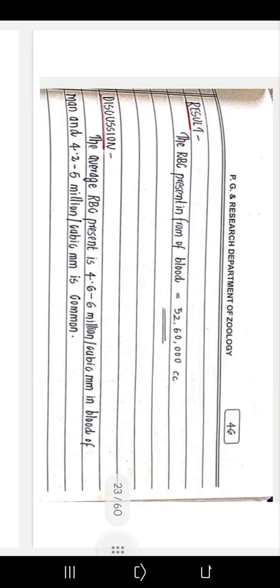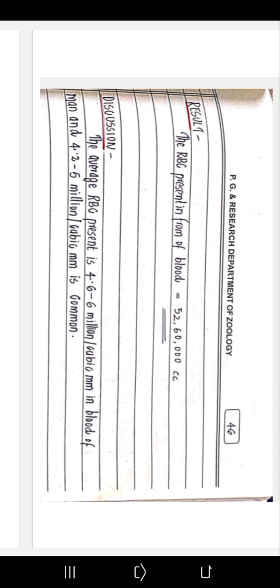The dilution of blood is 1 in 200. The number of RBCs in 1 mm cube of blood is equal to x into 50 into 200. If x is equal to 5 to 6, then 5 to 6 into 50 into 200. The RBCs are present in the form of blood, we could see this.